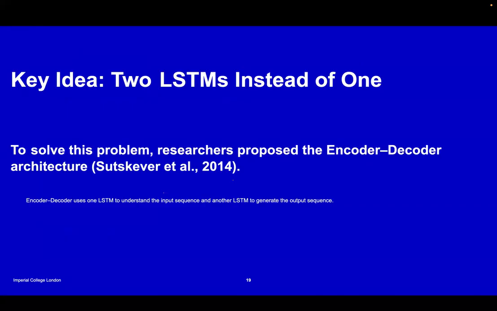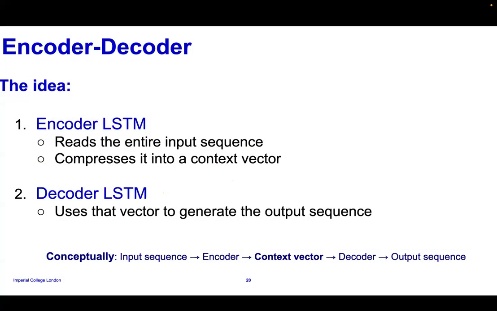One idea that people used before is to use two LSTMs instead of one. This is a solution that was proposed, which we call the encoder-decoder architecture. Basically two ideas are used. Number one is to use an encoder LSTM and a decoder LSTM. You use the encoder to encode the entire input sequence, and then you use the decoder to generate the output sequence. That's the idea.